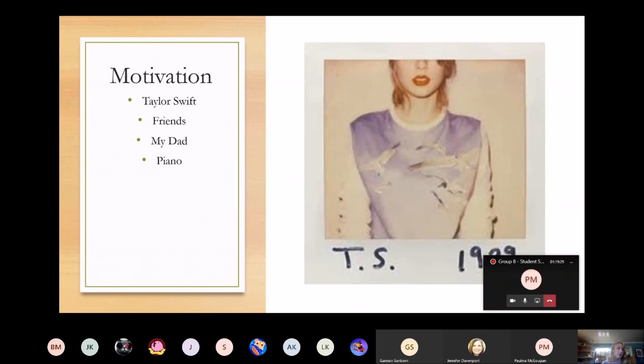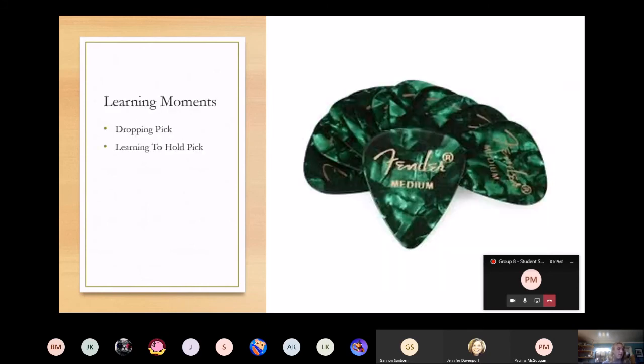There were so many people who helped me along this journey, including a lot of friends from school. My motivation died down a bit when the quarantine started, but it got back up by writing my own songs and learning to play them. My most powerful learning moment was when I dropped the pick inside the guitar and realized I needed to learn how to hold the pick correctly. If I could redo this, I would definitely learn to hold the pick before playing, so I wouldn't have so many picks lost all over the place.